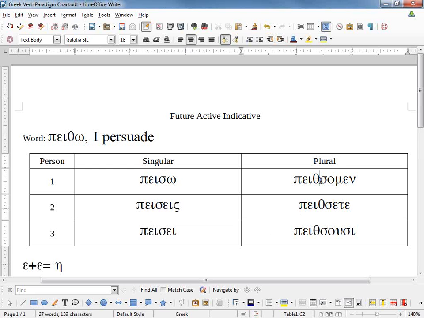And this is our future active indicative form for the verb peitho. So even though it doesn't look like it, that's what it is: peiso, peiseis, peisei, peisomen, peisete, peisousi. I will persuade. You will persuade. We will persuade. So that's how that behaves. Keep those in mind. The consonant stops are heavily influenced here. They affect the way a word looks because of that sigma with the future.